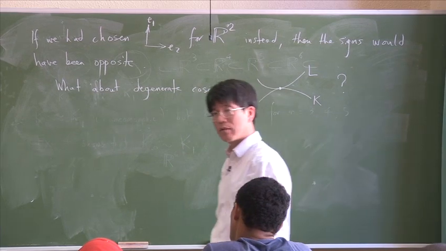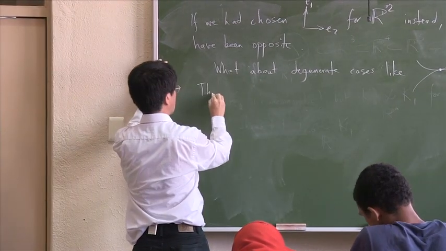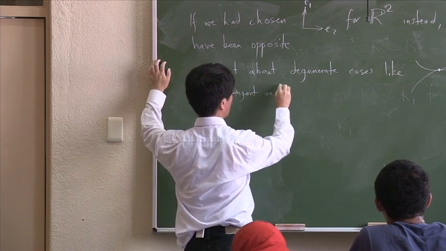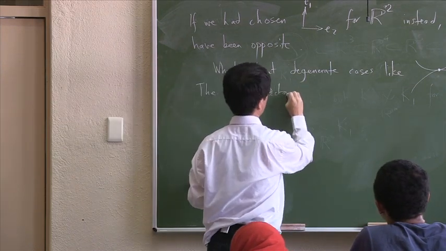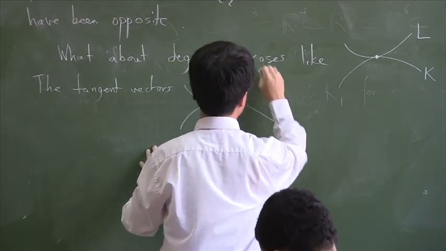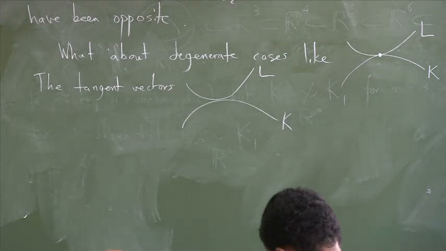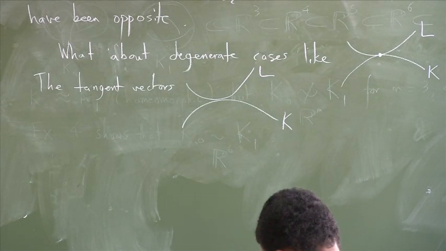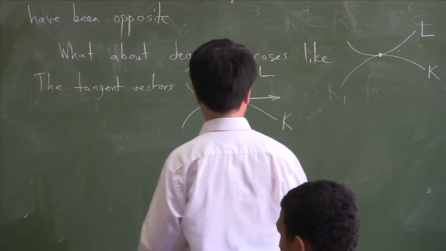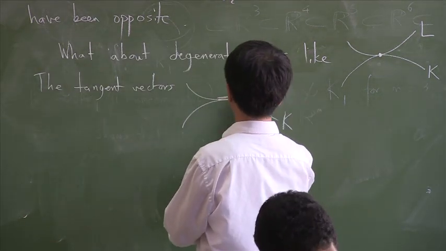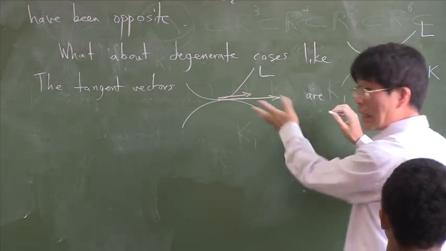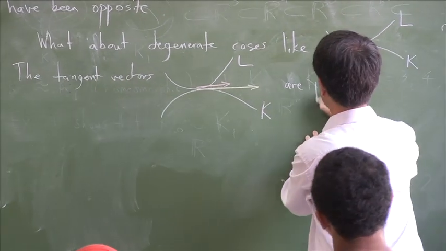We can't tell. The tangent vectors here. So this is K, this is L, and I'm going to use color to draw the tangent vectors. See? So that's tangent K, that's tangent to L. Tangent vectors are parallel, or linearly dependent.